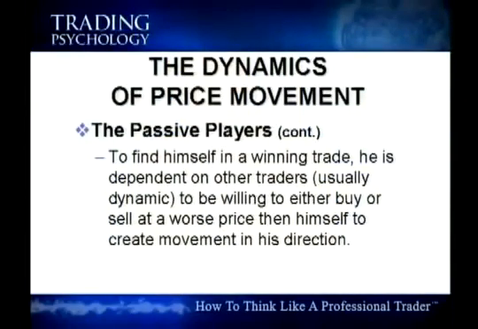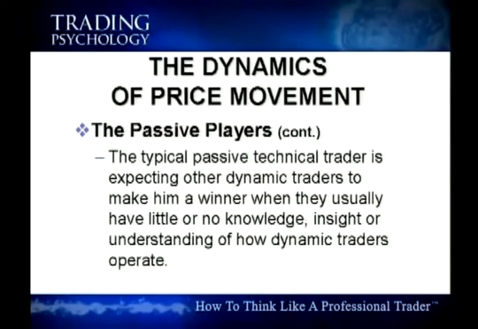To find himself in a winning trade, he's dependent on other traders to be willing to either buy or sell at a worse price than himself to create movement in his direction. The typical passive technical trader is expecting other dynamic traders to make him a winner when they usually have little or no knowledge, insight, or understanding about how dynamic traders operate. Would that be fair?